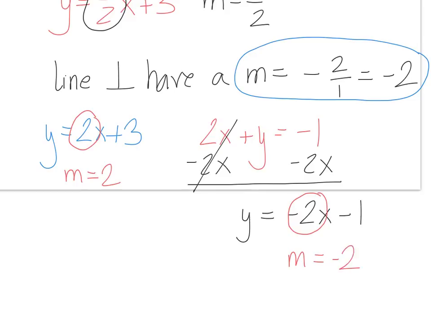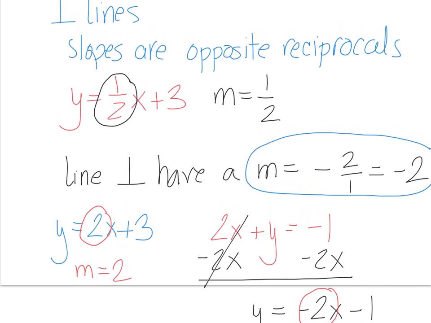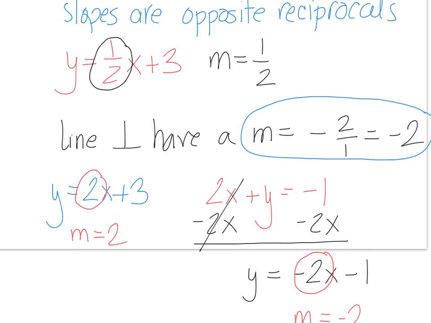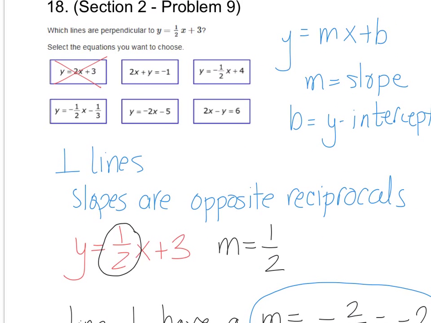And that's the slope that I'm looking for, right? This has a slope of -2, and the given equation, if you remember, had that slope of 1/2. Those are opposite. One's positive, one's negative, and they're also reciprocals. Because remember, if you flip the 1/2, that 2 over 1, you get -2. So this equation is going to be perpendicular. So I'm going to circle that one.